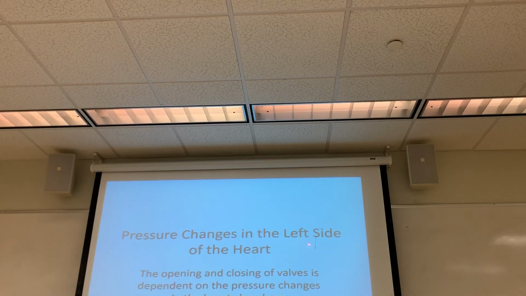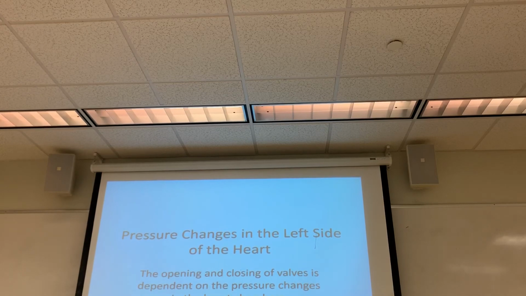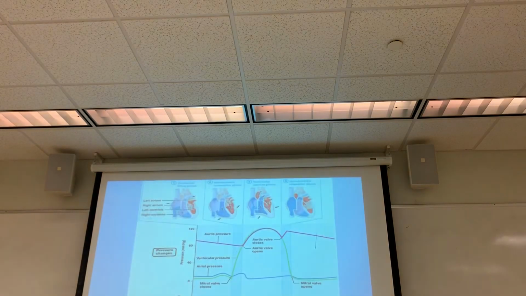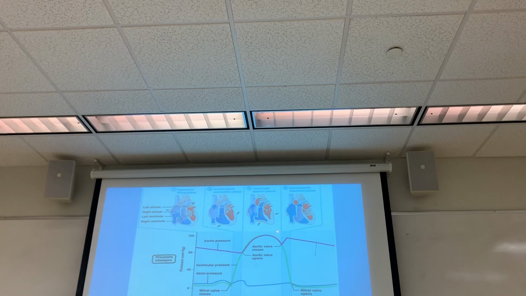Okay, pressure changes on the left side of the heart. So this is the left ventricle and the left atria. The opening and closing of valves depend on the pressure changes in the heart chambers, right? So in this case, you look at the aortic pressure, the pink, and this is another pressure here, atrial, and this is the ventricular pressure. It goes hand in hand, but the pressure of the ventricular muscles has to be a little bit higher than the pressure of the aorta so that the blood gets out into the aorta. It should not be the other way around.